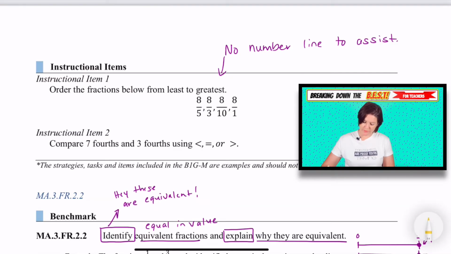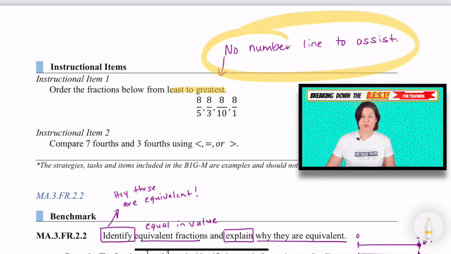It says order the fractions below from least to greatest. You'll notice there is no number line here to assist them. They could use their knowledge based on all the numerators being the same, or they can draw out a number line to help prove that.